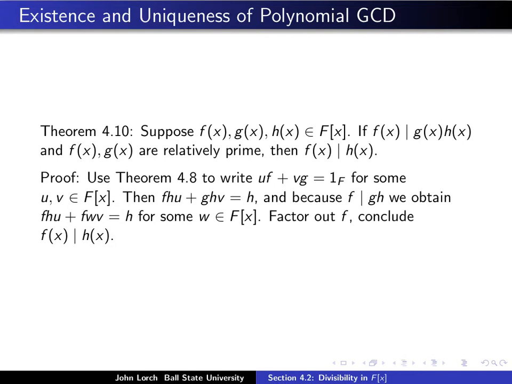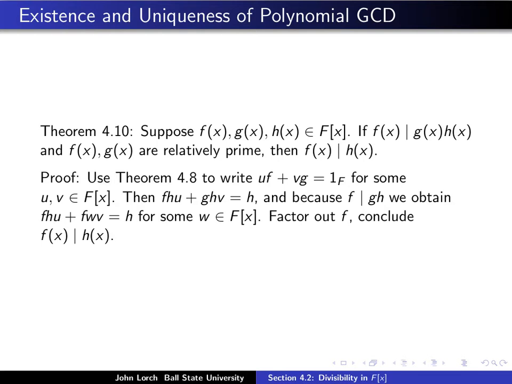So we can use theorem 4.8 to write 1 as a linear combination of f and g, namely uf plus vg for some polynomials u and v in our polynomial ring. Now, if we just multiply that equation by h, we get f times hu plus g times h times v is equal to h.